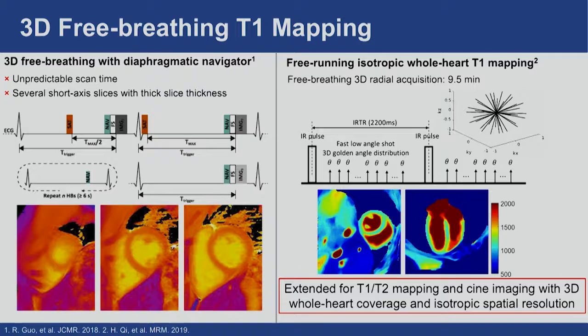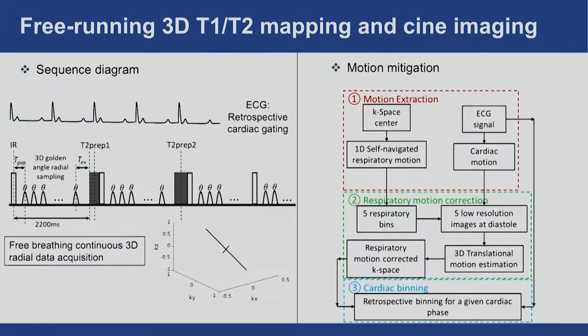We aim to extend this technique for both T1 and T2 mapping, and the continuously acquired data can be used for Cine reconstruction. Here is the sequence diagram on the left side. Besides IR preparation, we also introduced T2 preparation with 2 different algorithms to introduce different T1 and T2 contrasts. These 3 different preparation patterns are alternately performed during the whole acquisition. Following the preparation, 3D golden-angle radial sampling is performed during free breathing, and the ECG signal is recorded for retrospective cardiac binning.